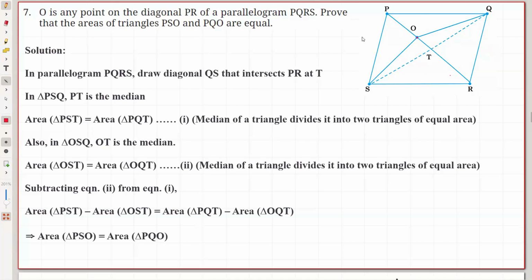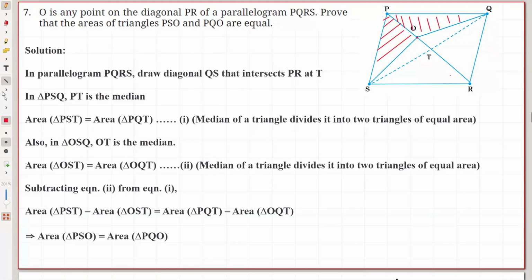So we have to prove that the area of the triangle PSO is equal to the area of the triangle PQO. I have to prove these two triangles' areas are equal. This triangle's area is equal to the area of this triangle. We have to prove it. So how can we prove it? We are going to apply a theorem, so let me explain.